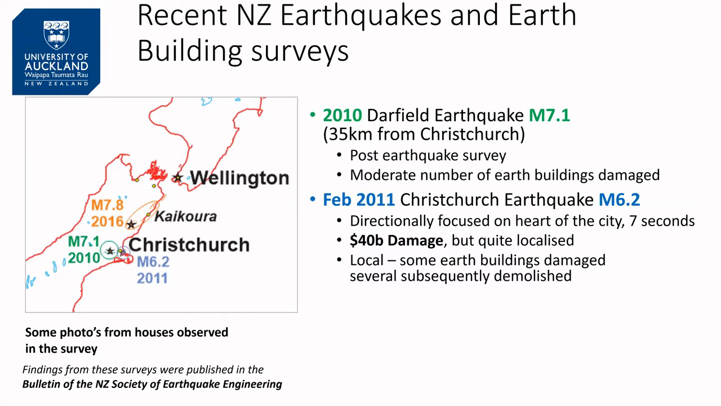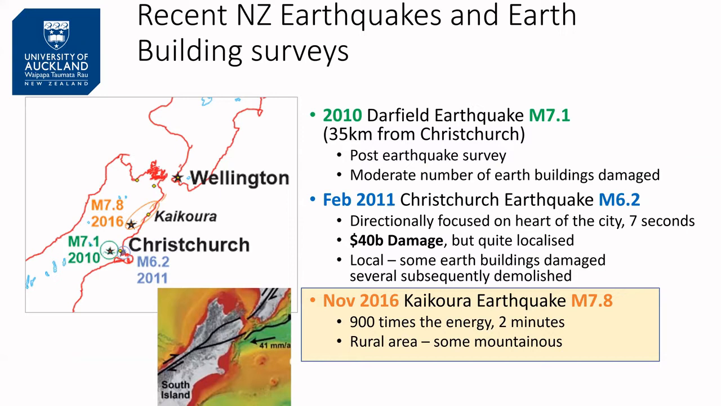So after the 2010 earthquakes, we did a survey. That earthquake was centered in Darfield, a magnitude 7.1. And then the February 2011 earthquake, which was much more localized, caused a huge amount of damage in the center of Christchurch, but probably not more significant in terms of earth buildings. But we did survey after that and published those survey findings in the Bulletin of the New Zealand Society of Earthquake Engineering. I'm going to be using photos from some of these houses just to illustrate the technologies.